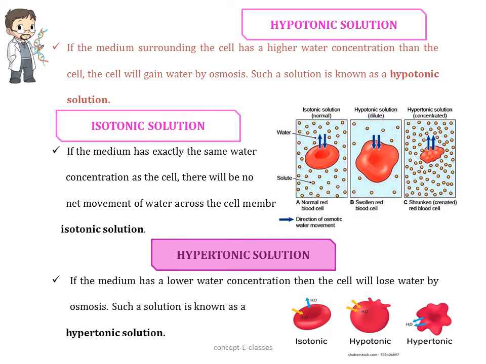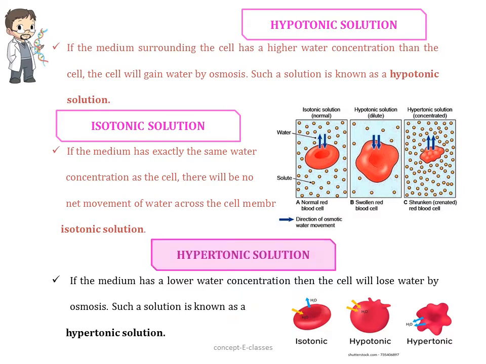Now if the medium has exactly the same water concentration as the cell, there will be no net movement of water across the cell membrane, and that type of solution is called an isotonic solution. Here the water crosses the cell membrane in both directions, but the amount going in is the same as the amount going out. So there is no overall movement of water, and the cell will remain the same size.